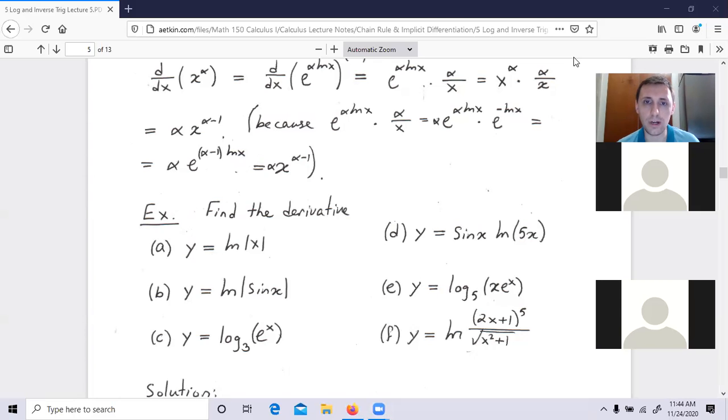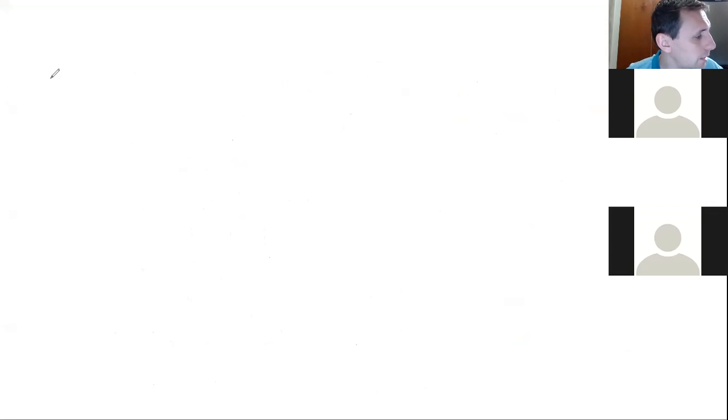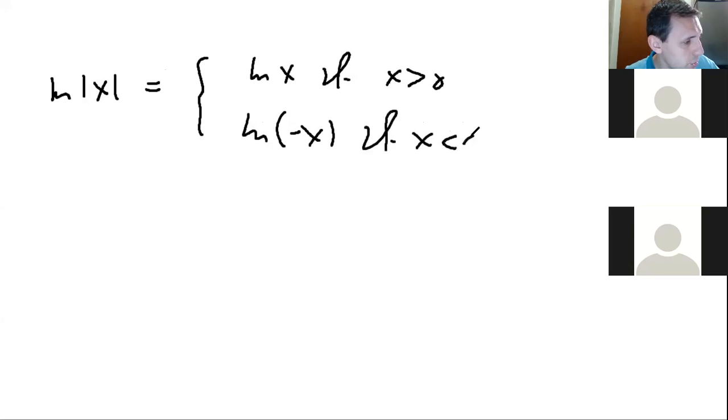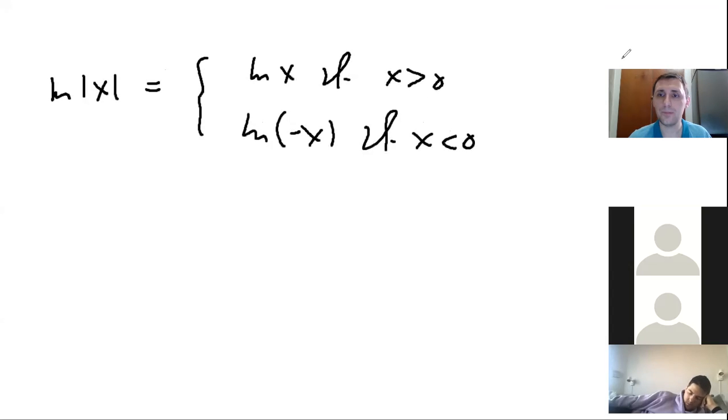What is the absolute value of x? So ln of the absolute value of x is really the same as ln x if x is bigger than 0, and it's ln of minus x if x is smaller than 0. Do you agree? I don't like absolute value. It's not convenient.